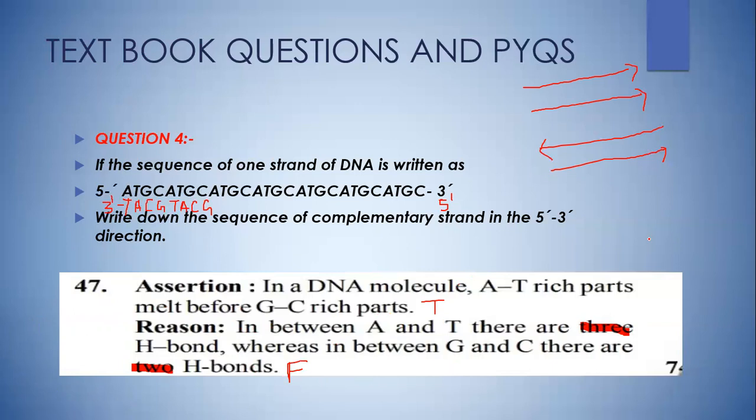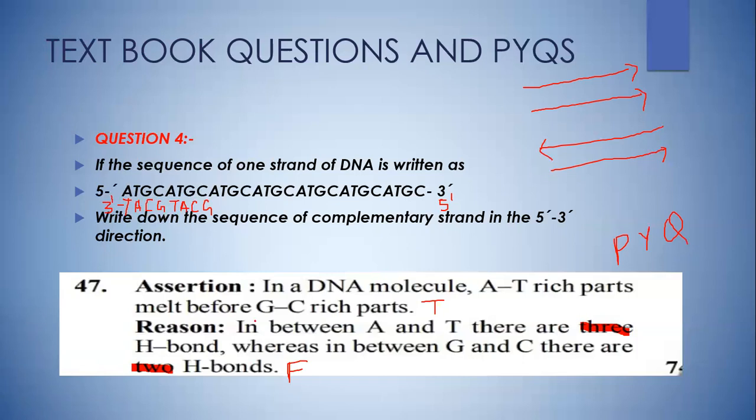This is a PYQ, a previous year question. किसमें आया था? एम्स में आया था. एम्स 2017 में ये क्वेश्चन आया था. देखो कितना इजी है. यू जस्ट नीड टू रिमेंबर ए और टी के बीच कितना हाइड्रोजन बॉन्ड है, जी और सी के बीच कितना हाइड्रोजन बॉन्ड है. उसी के बेसिस पे हम पूरा क्वेश्चन सॉल्व कर सकते हैं.